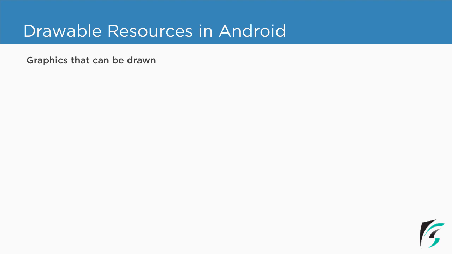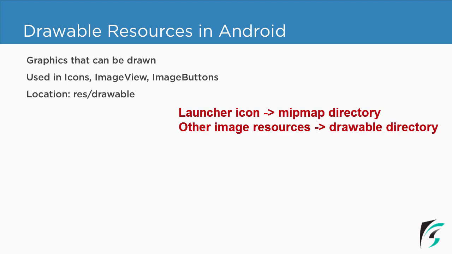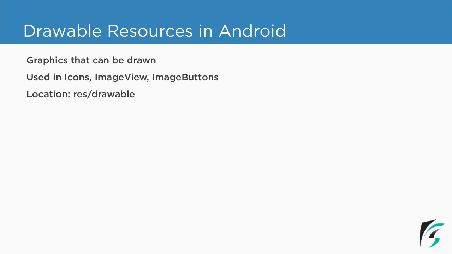Now, the drawable resources in Android refer to the graphics that can be drawn, the images that you include in your project, which may be the icons, the image views, the image buttons. These drawable resources in Android are located in the resource folder under the drawable folder. The launcher icons are stored in the mipmap directory, whereas other drawable resources are in the drawable directory.